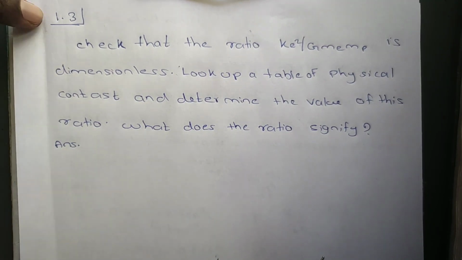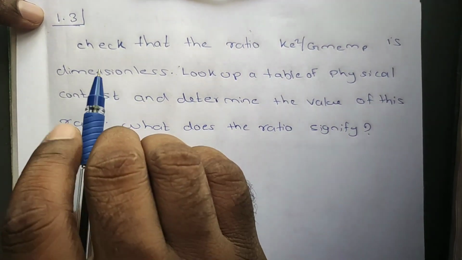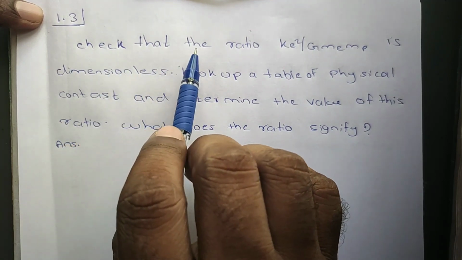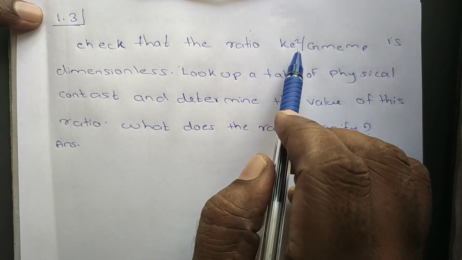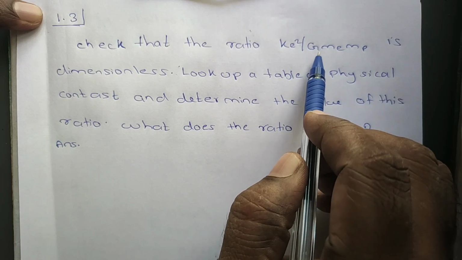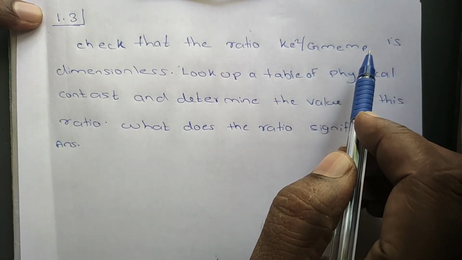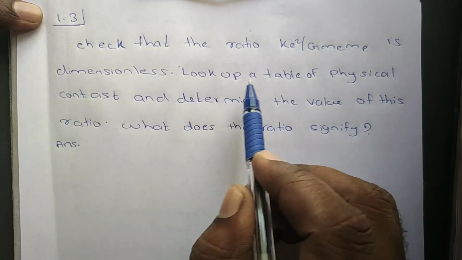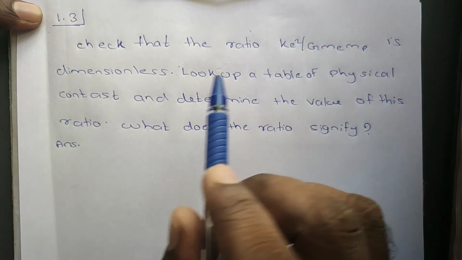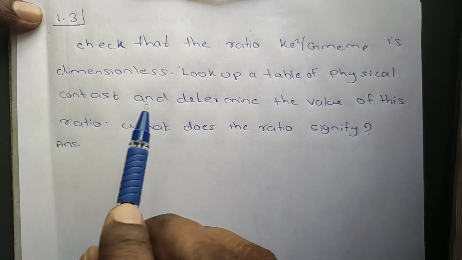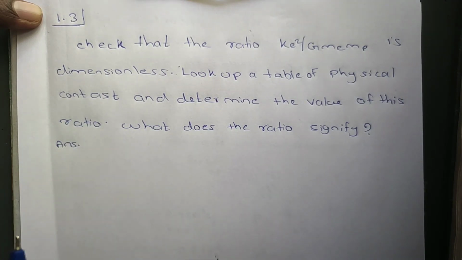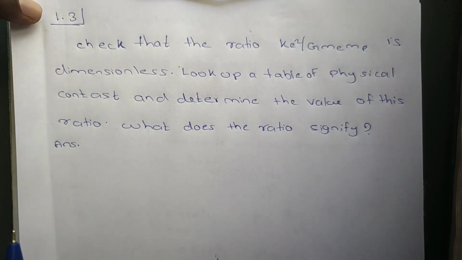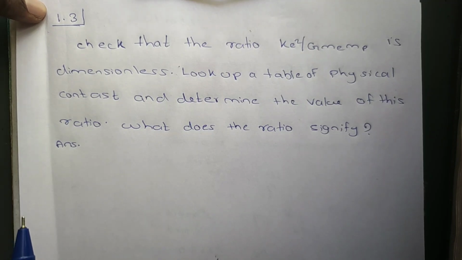Exercise question 1.3. What is the question? Check that the ratio of ke square divided by G Me Mp is dimensionless. Look up the table of physical constants and determine the value of this ratio. What does the ratio signify?